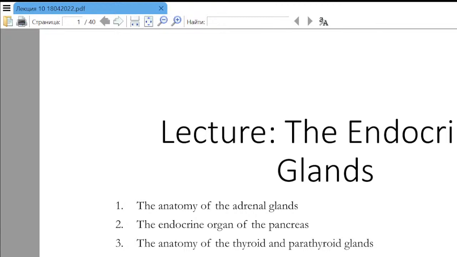Today's topic of lecture: the endocrine glands. Next questions: the anatomy of the adrenal glands, the endocrine organ of the pancreas, the anatomy of the thyroid and parathyroid glands, the endocrine organ of the sex glands, the anatomy of the glandula pinealis, the anatomy of the hypophysis.